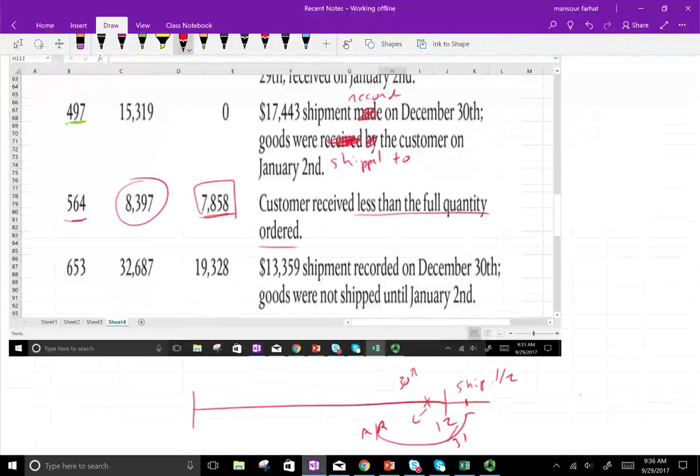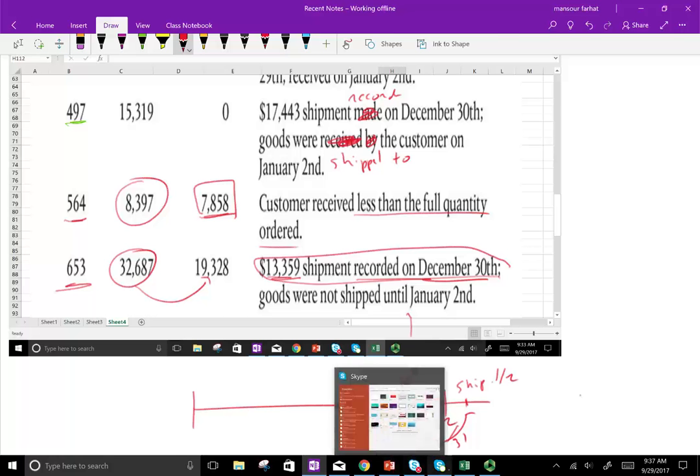Let's look at account number 653. The recorded amount is 32,687. What the confirmation shows is 19,328. Let's take a look at what happened here. This is 653. 13,359 shipment recorded on December 30th. Goods were not shipped until January 2nd. Once again, we have what type of error? A cutoff error. We recorded the shipment December 30th. We did not ship it until January 2nd. And the amount is 13,359.